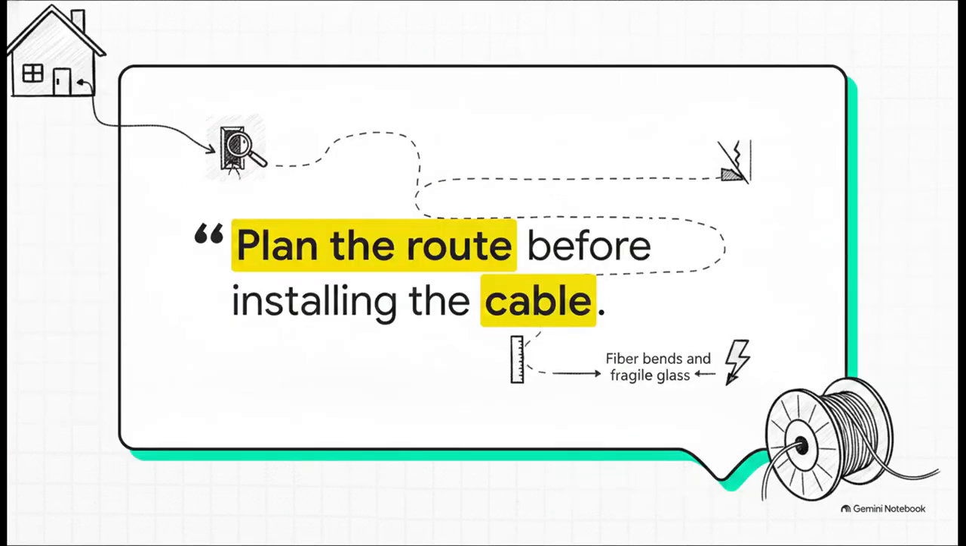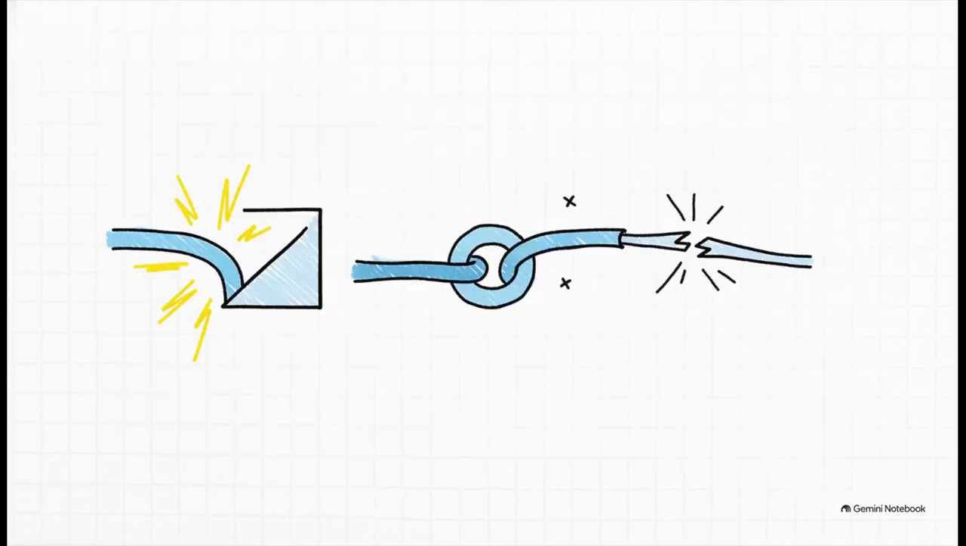Because it's so delicate, technicians live by one golden rule: plan the route before installing the cable. A pro tech is never just going to start yanking cable blindly through your drywall. They map out the entry points, the distances, any physical hazards, and power sources. All of this is just to ensure they avoid tight bends and don't accidentally shatter the incredibly fragile glass inside the cable. And honestly, that pre-planning is make or break.